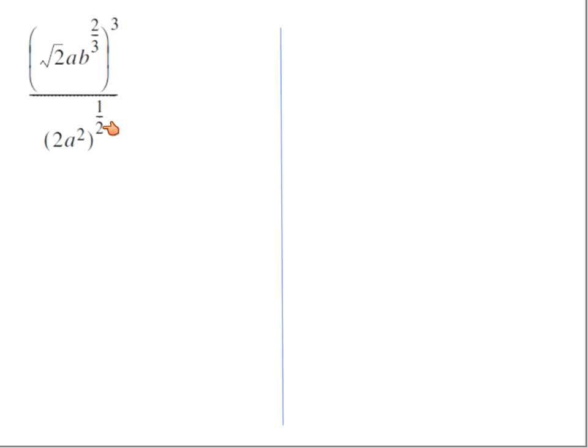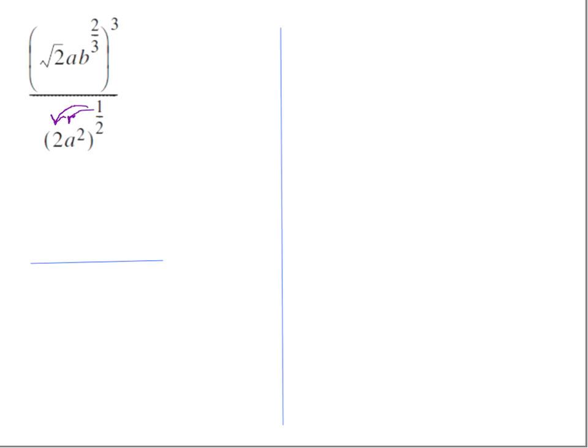But make sure half applies to 2 and half applies to a squared. So when you use half, you apply it to 2 and you apply it to a squared. So you raise 2 to the power of half and you raise a squared to the power of half. The same at the top. You raise square root of 2 to the power of 3, a to the power of 3, and b to the power of 2/3 to the power of 3. Now let's work on the screen.